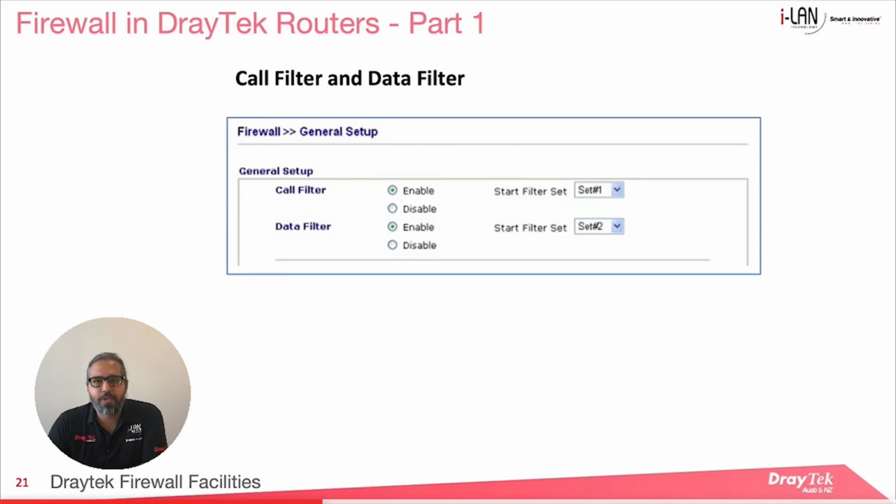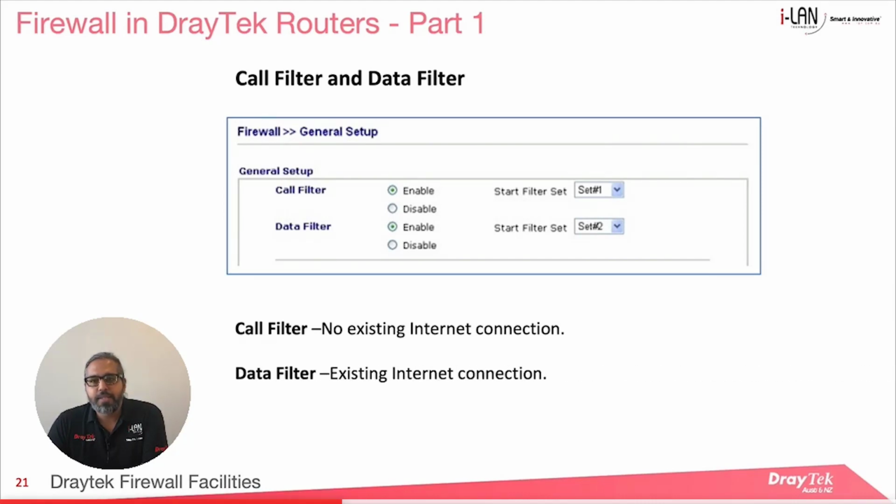Now, inside the firewall general setup menu, we have two types of firewall filters. That's call filter and data filter. The call filter was used in the past when the internet connection had to be started before firewall rules kicked in, such as a dial-up connection. Here, if outgoing data packets match the firewall rule, then the router will initiate a call to start the internet connection and send the packets out to the internet. Since it's no longer used, DRATEC is proposing to remove it as an option in the router.